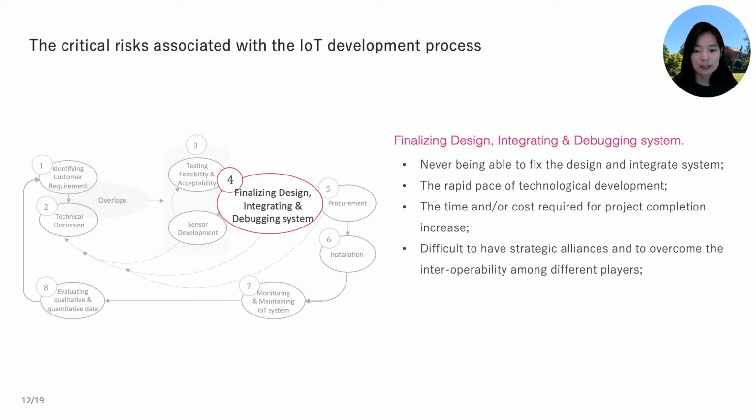It is also challenging to have strategic alliances and to overcome the interoperability among different players. Having more products connected with a number of stakeholders would be one possibility to have more opportunities in value creation. However, with more partners getting involved in the value constellation, there is likely to be a bigger risk if data leakage incidents arose.